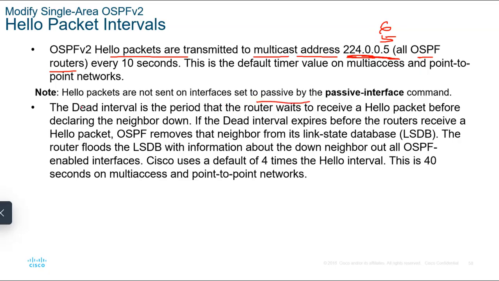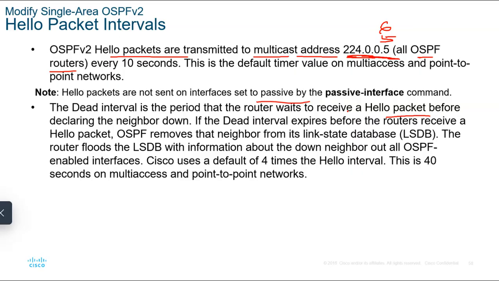The dead interval is the period that the router waits to receive a hello packet before declaring the neighbor down. So before it declares that the neighbor is down, it has to wait for the dead interval time. If the dead interval expires before the router receives the hello packet, then OSPF removes that neighbor from its link state database. If it fails to reach it, it's going to be removed from its link state database.